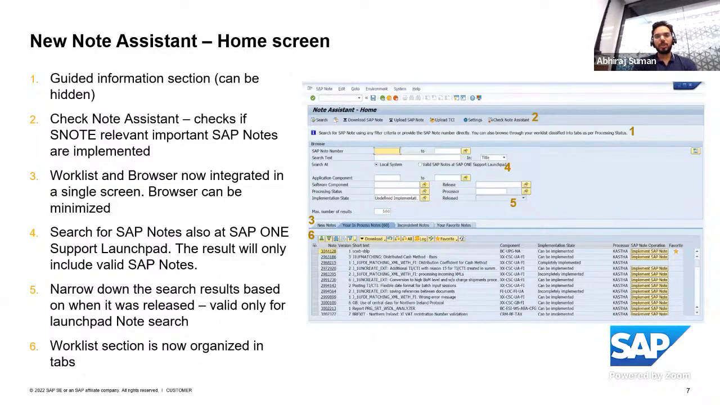The search for SAP notes is also now available at one support launchpad, which means an external search is available, and the result will only display the valid notes, just to make sure that we do not have a lot of output results and invalid results. We have also narrowed down the search results based on when it was released, which user has to process it, and all different other filters are also available.